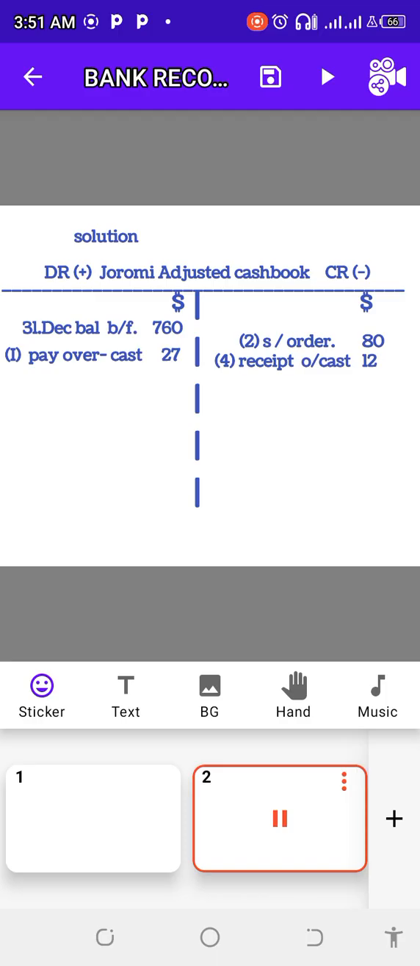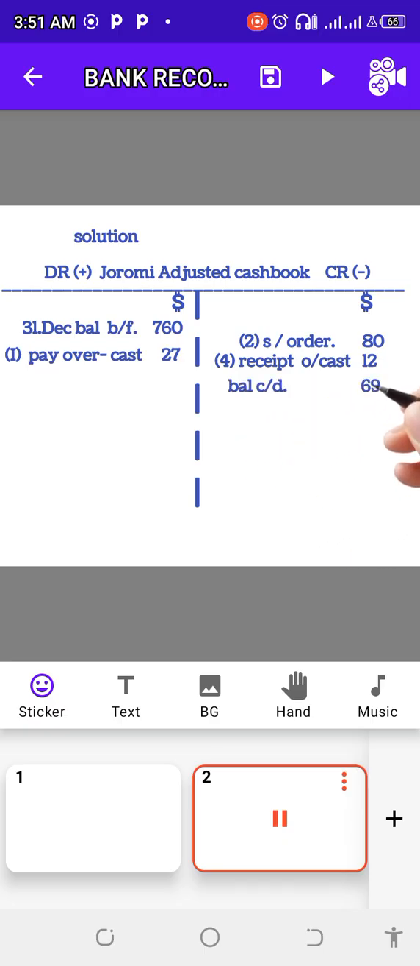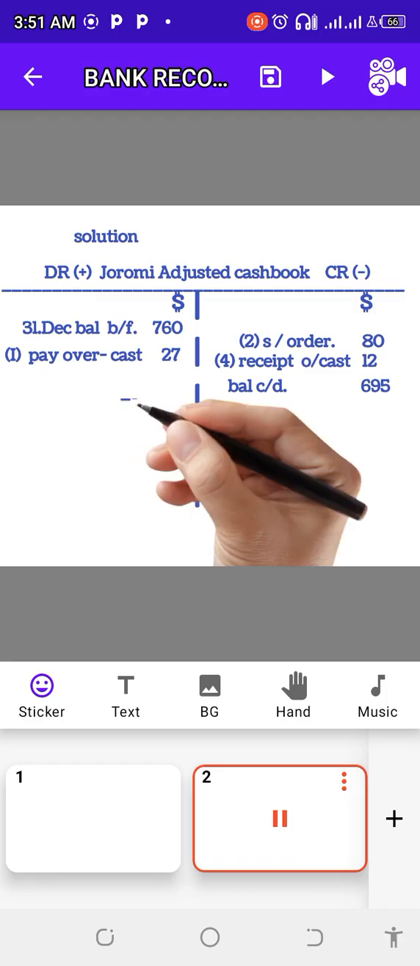Then the next thing we look at is the standing order, which I have taken care of. There is nothing else. Then the balance brought down now is 695. So we cast the balance.